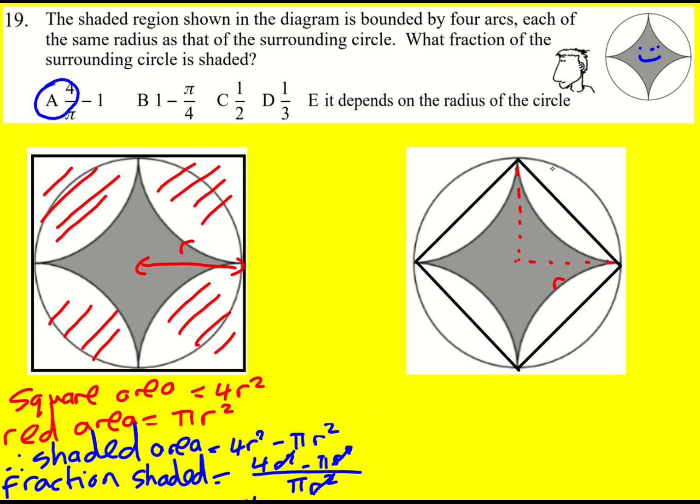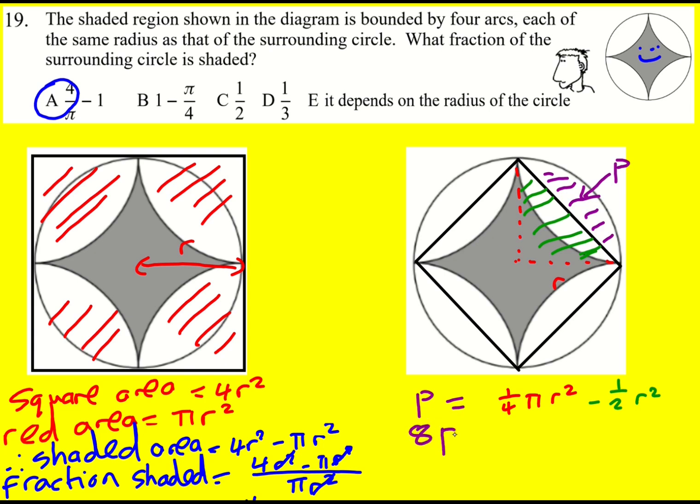So this time I can see that I've got a red quarter circle here. And that's going to have area a quarter pi r squared. If I then subtract the green triangle, which has area a half r squared, then I'll actually be left with this purple area. Let me call this P, with purple. And then there's 8 of these.